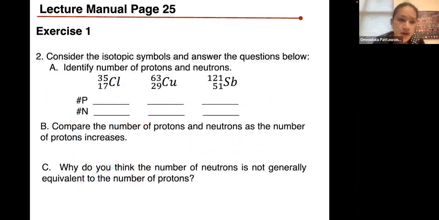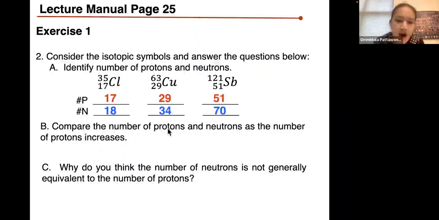All right, let's pause the video again to complete exercise 1, number 2, A, B, and C. Then resume the video when you finish. All right, let's check your work together. For 2A: for chlorine, protons would be 17, neutrons would be 18. Copper, protons would be 29, neutrons would be 34. Antimony, protons would be 51, and neutrons would be 70.